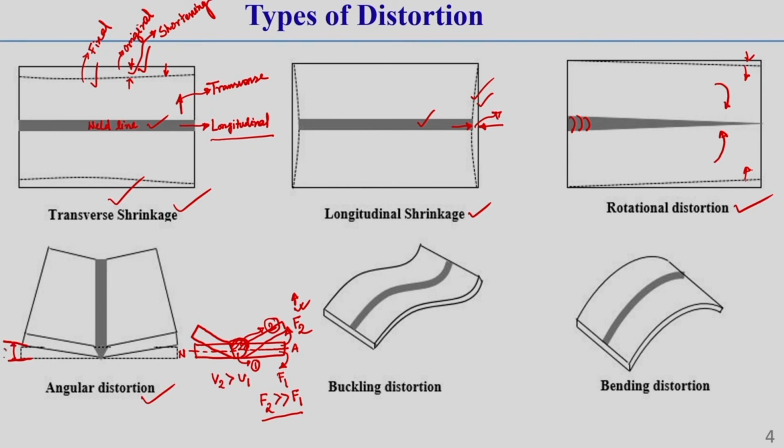And there can be another type of distortion which is called buckling distortion. This buckling distortion generally occurs due to a combination of the different types of distortion I have told, and especially it occurs in the case of thin plate. What happens is, if the length of the weld in a thin plate is more than its critical length of buckling, there is a chance of buckling of this plate.